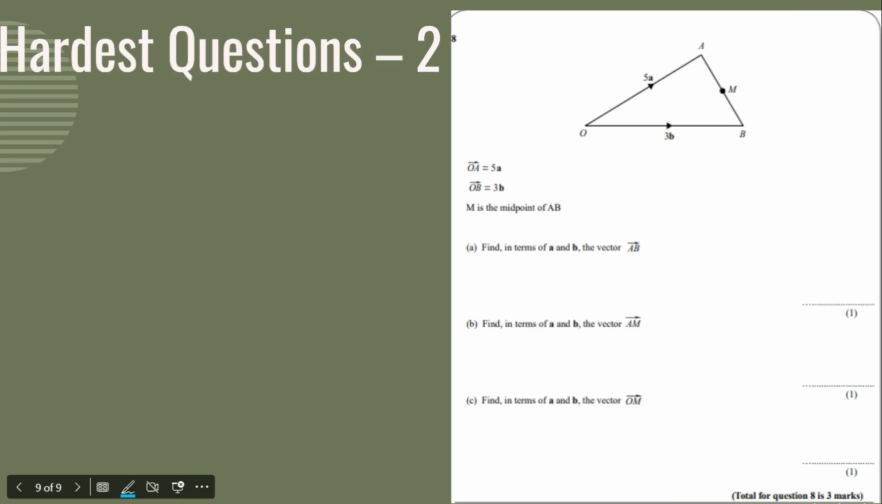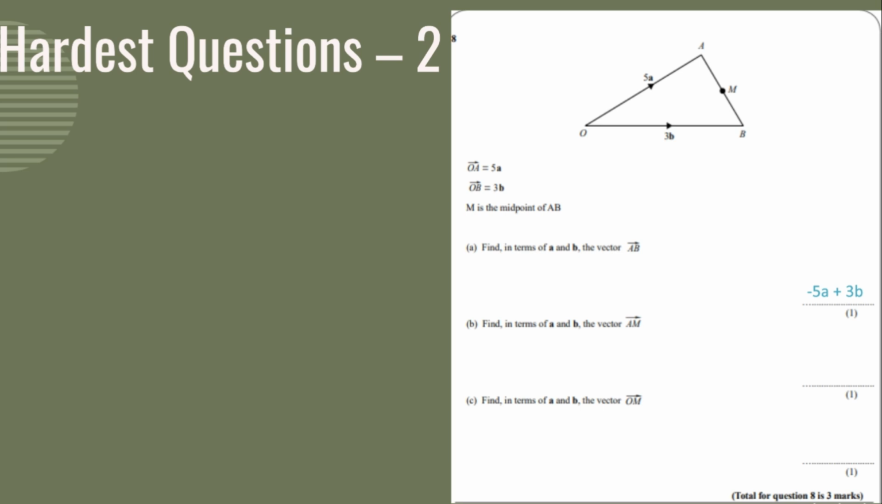So, AO equals 5a and OB equals 3b. M is the midpoint of AB. Part A, we're asked to find, in terms of a and b, the vector AB. So here we go A to O and O to B. So it's simply minus 5a plus 3b.